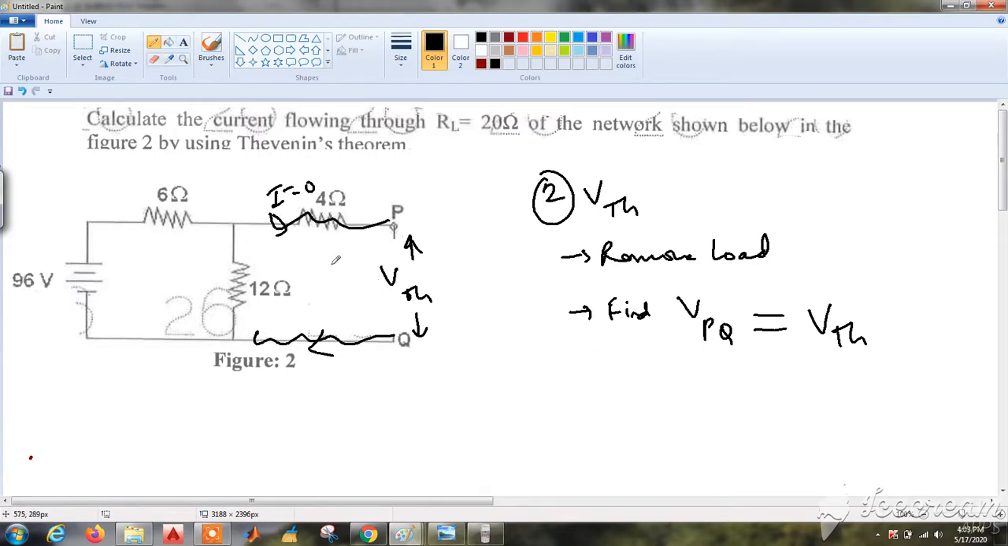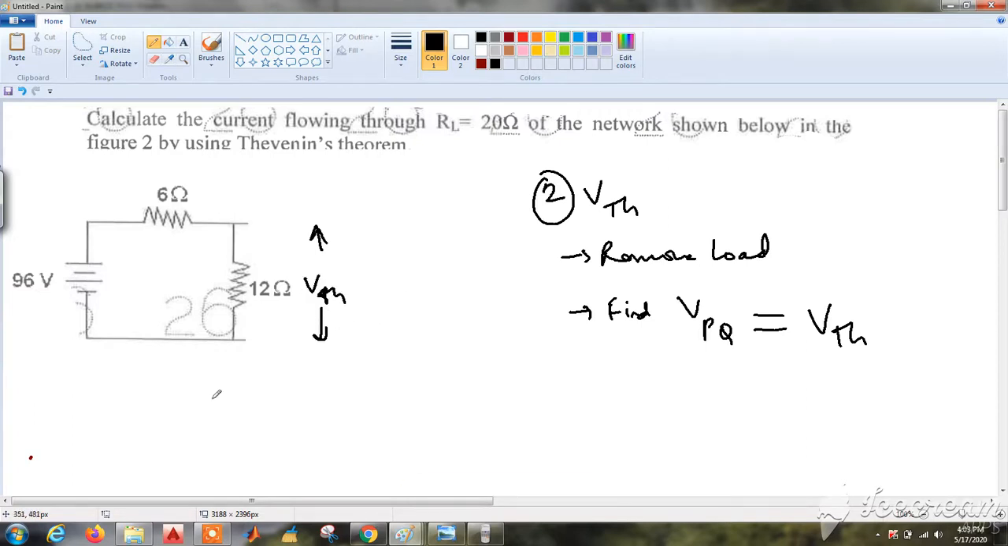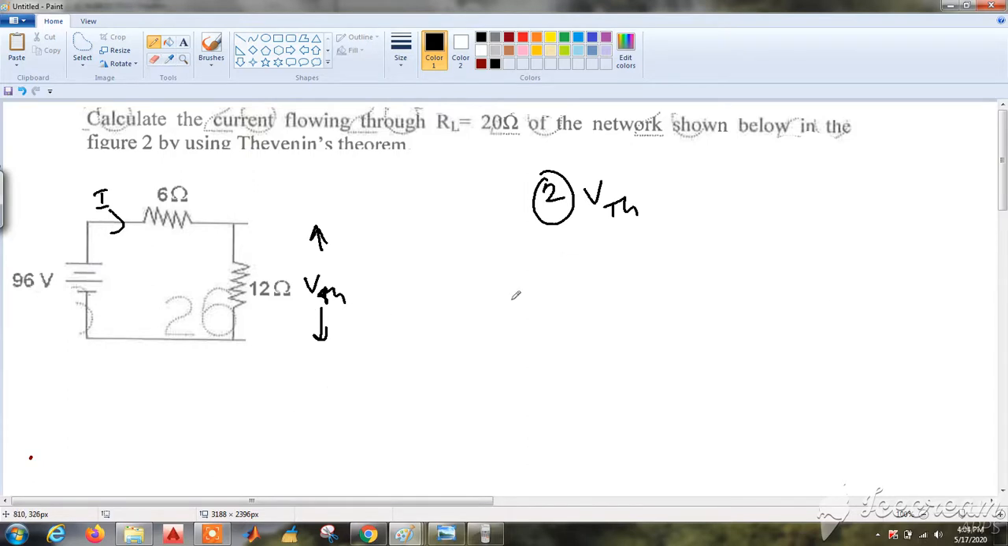So we see that the voltage VTh directly appears across the 12 ohm resistor. Let us draw it like this. The VTh is the voltage across the 12 ohm resistor. We have to find it. So for finding out VTh, first we will calculate this circuit's current, and then we can easily calculate VTh by Ohm's law. Now we know that I is equal to V by R in this circuit.